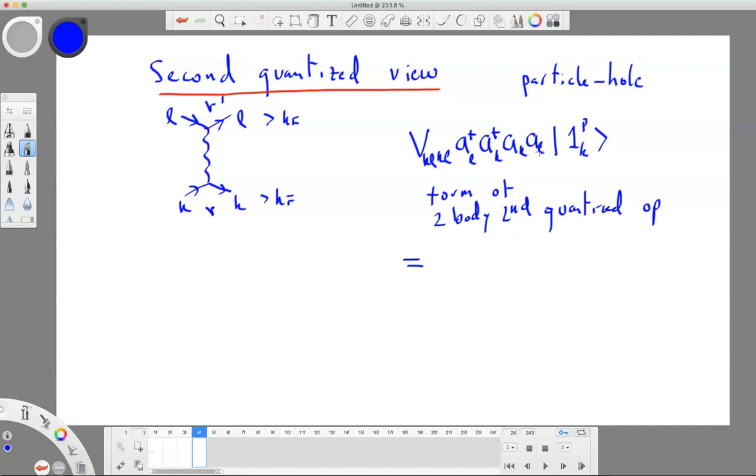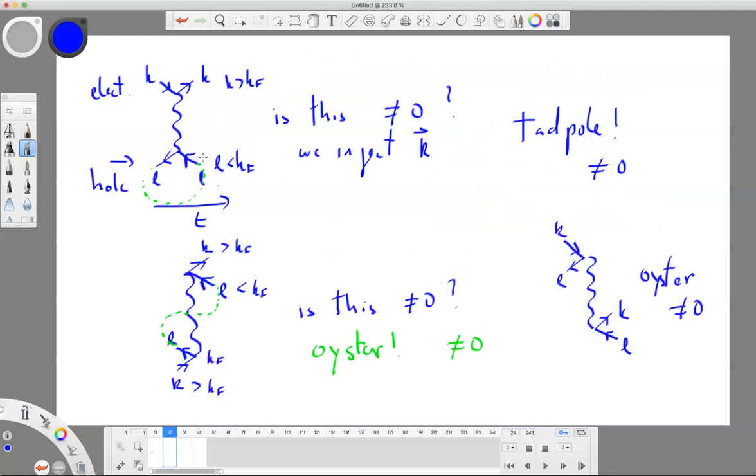Okay, so let's apply this. We need to annihilate now a particle above the Fermi energy, but we have no other particle here. So if we apply this, we need to annihilate something that doesn't exist. This gives 0. So this cannot happen. Is that clear? So this is the same conclusion that we arrived at here.